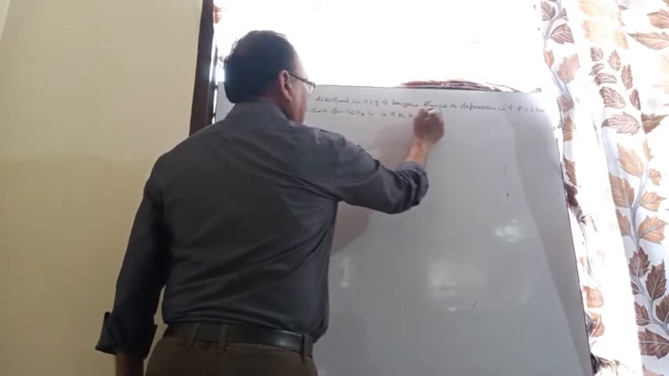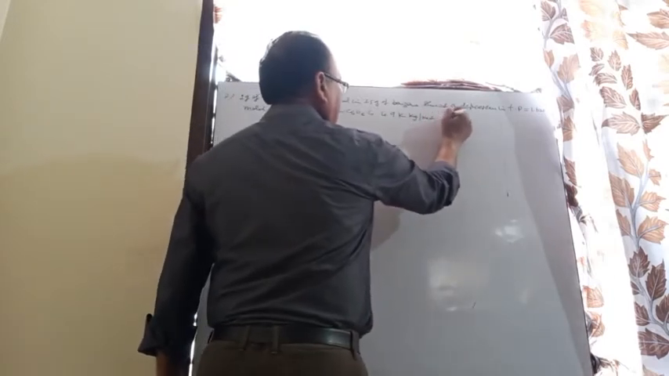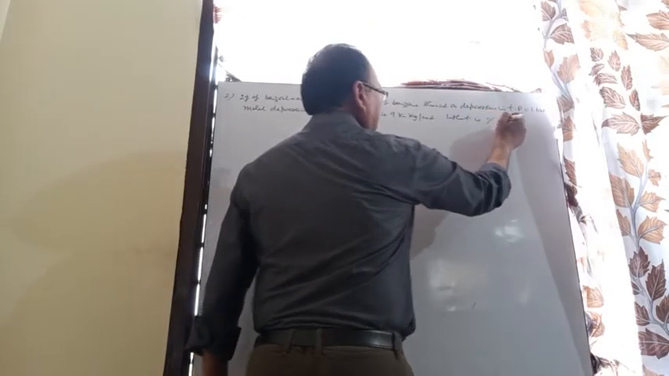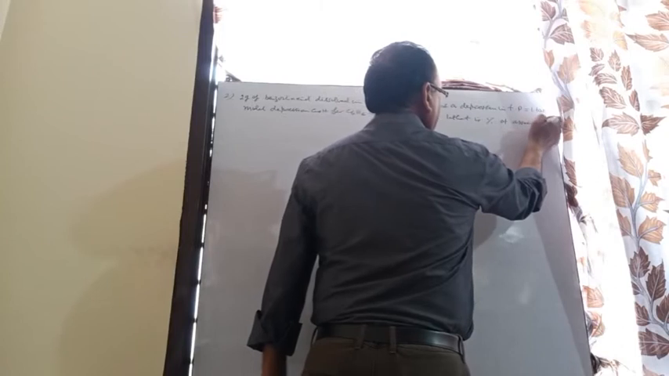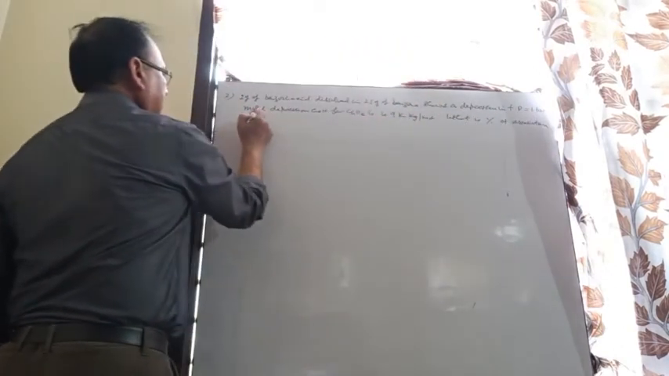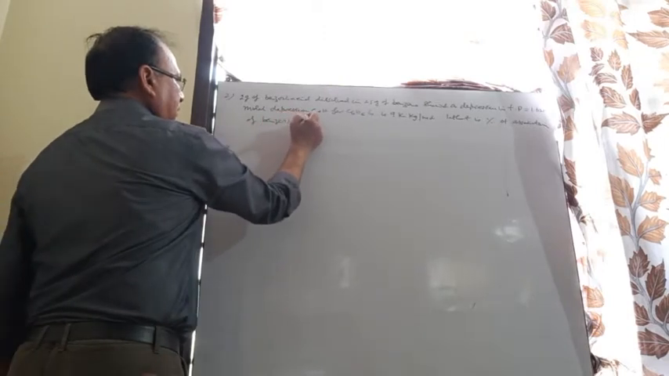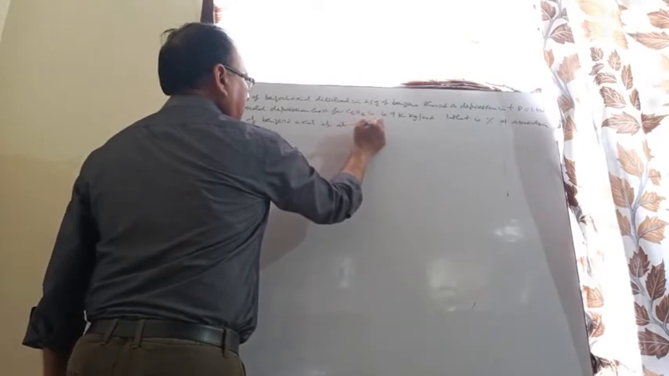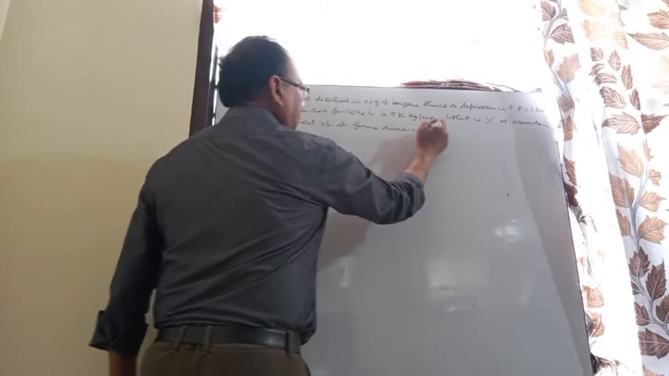What is the percentage association of benzoic acid, if it forms a double molecule, that means a dimer, in solution?